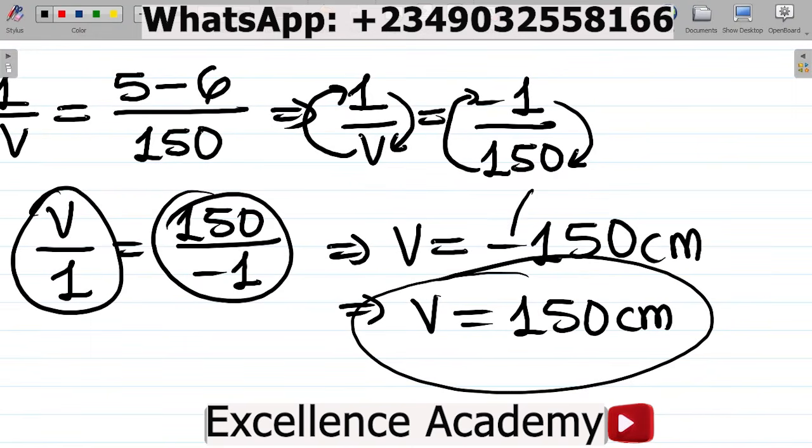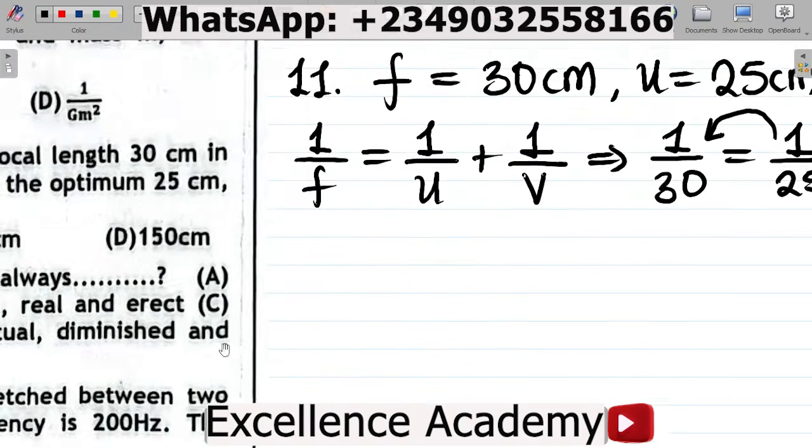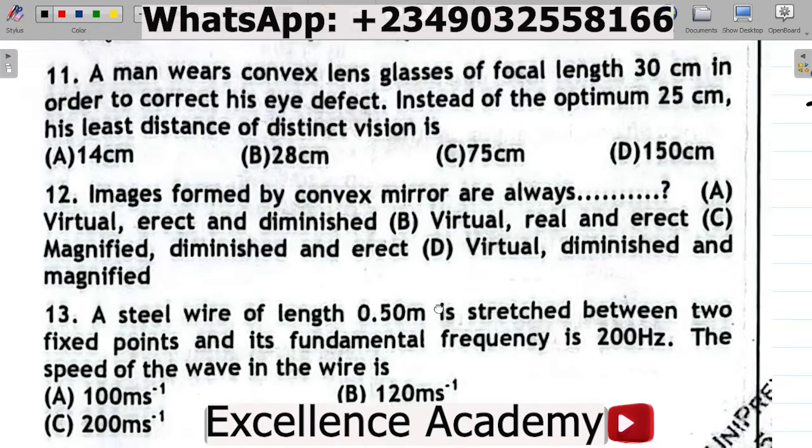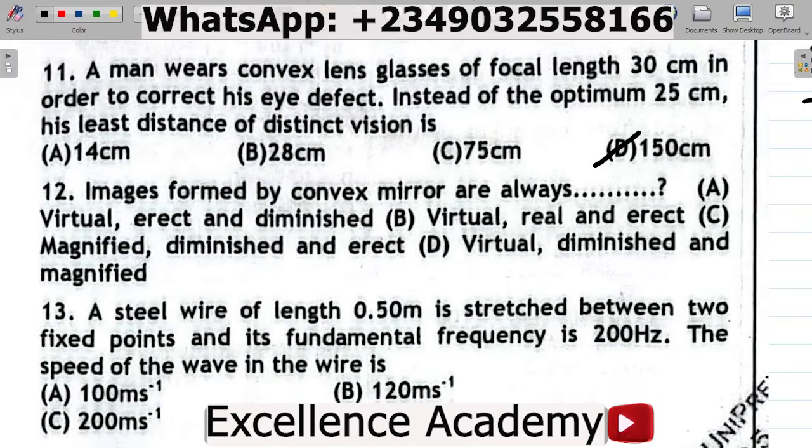But then the negative here simply implies that the image is real and inverted. That's why you have a negative. But the actual value is 150 cm. So let's see which option gives us 150 cm. Looking at this, the answer there is D, 150 cm.